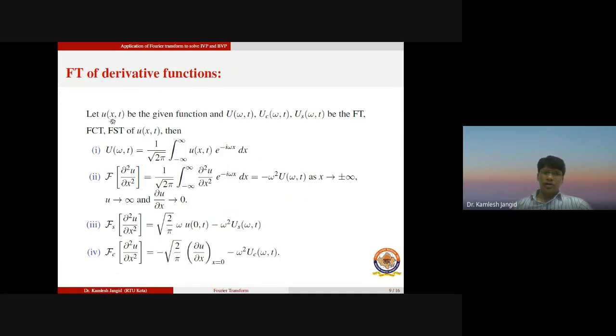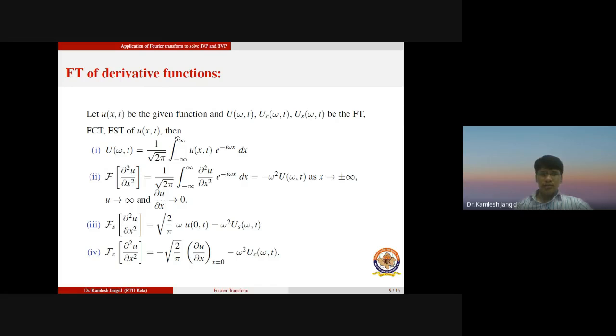So let u, a function of two variables x comma t, be the given function, and suppose capital U of omega comma t, capital U_C of omega comma t, and capital U_S of omega comma t be the Fourier transform, Fourier cosine transform, and Fourier sine transform of the function of two variables u of x comma t.